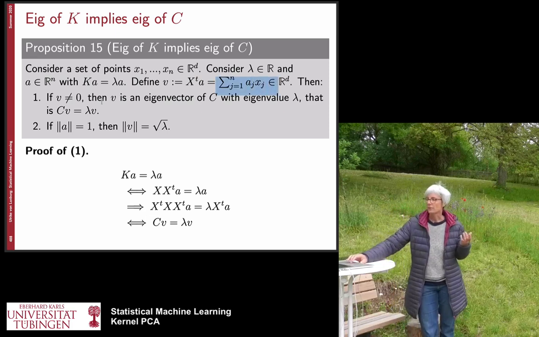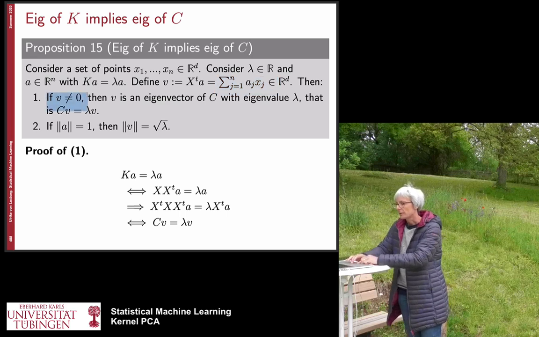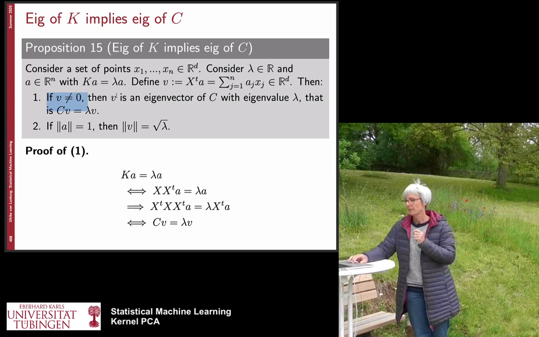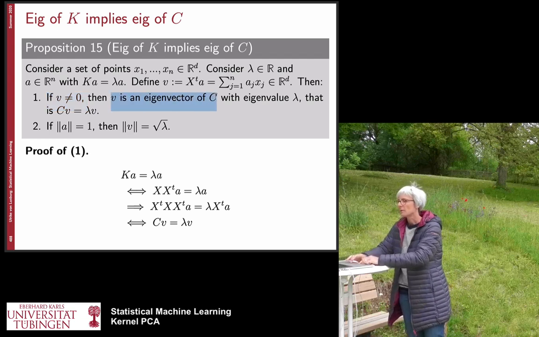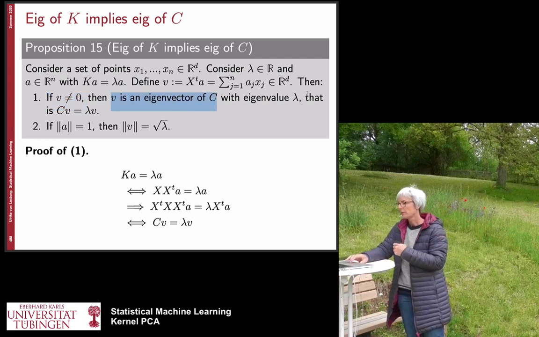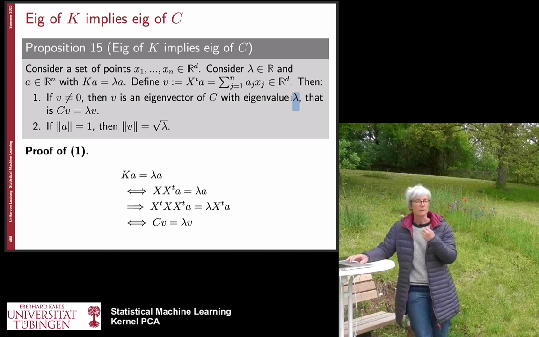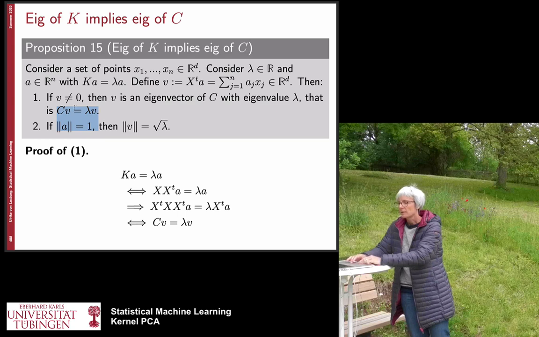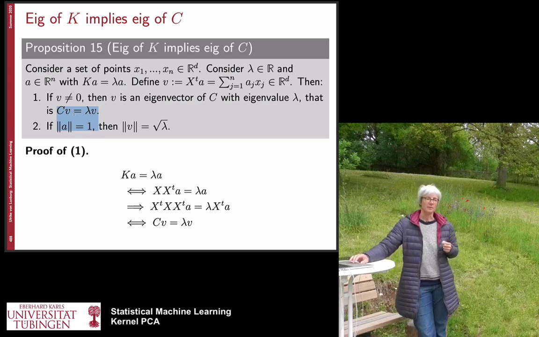And now we make two statements. The first one is, if this vector V that we just defined is not 0, then it turns out to be an eigenvector of the covariance matrix with the same eigenvalue as we had before, which means, if you write it down explicitly, that C times V is the same as lambda V.